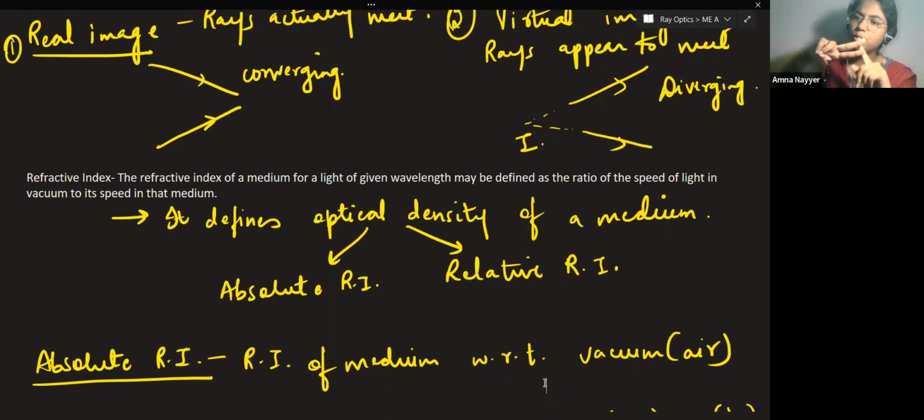Ratio of two velocities or ratio of two wavelengths. Fine. Ratio of two velocities and ratio of two wavelengths. This is how you can remember it.